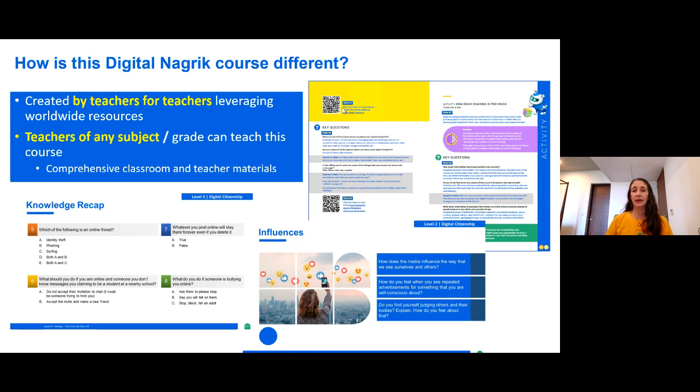So this right here is a snapshot of the teacher handbook. And you can see, first of all, it's brightly colored. We have QR codes, so anytime we're sharing a video or maybe a worksheet, it can be accessed at home through the use of the QR code. We also have notes for teachers. So all this gray area are the guide for you. And why is that important? Well, because we want teachers of any subject to take Digital Nagrik into their classroom.